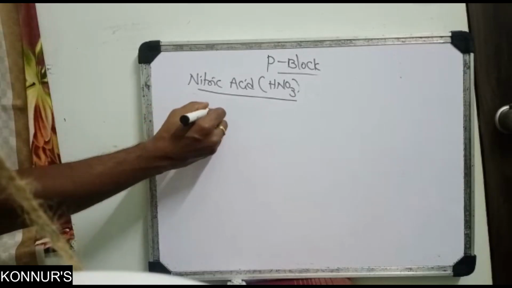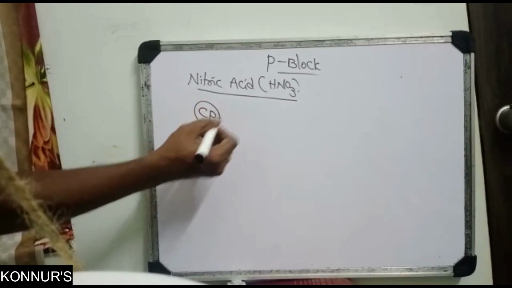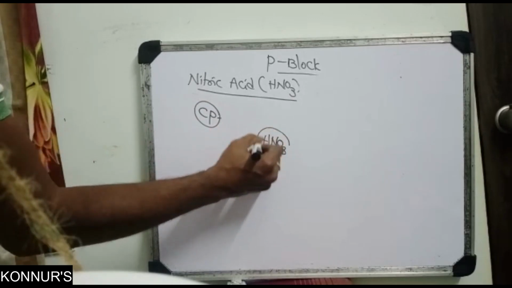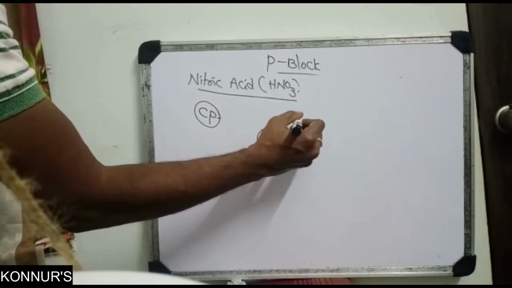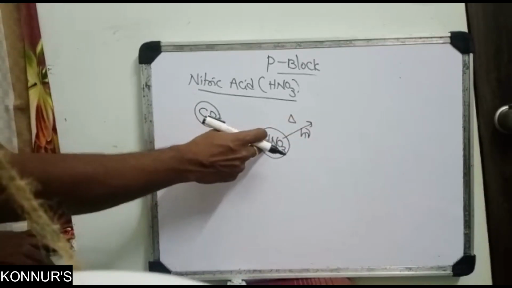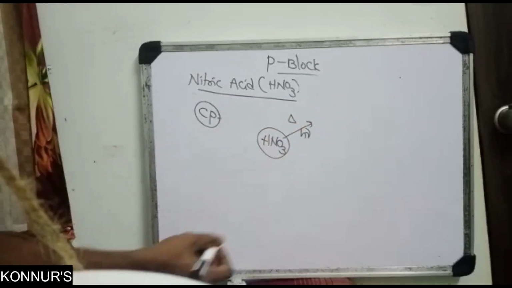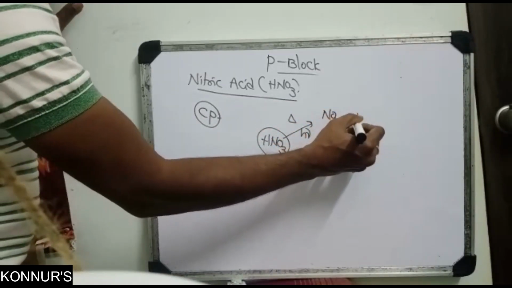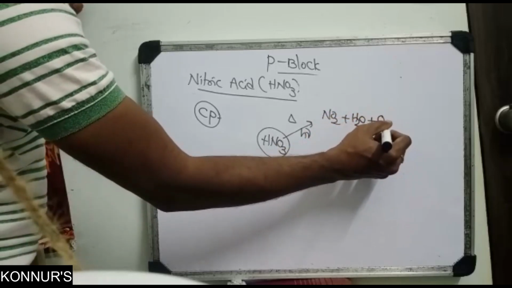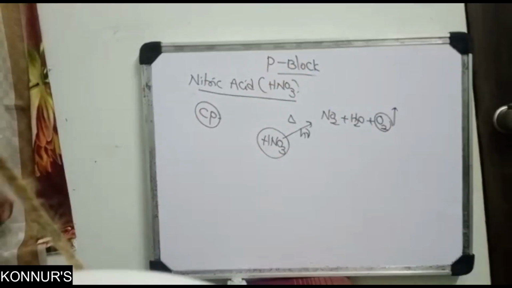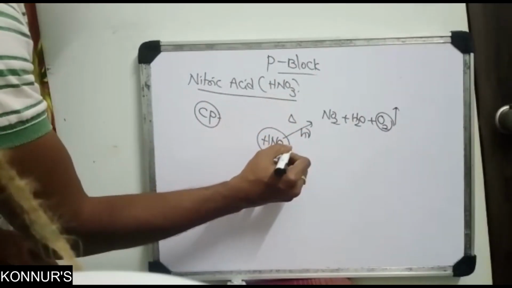Next, you see the chemical properties. So for the chemical properties, you take HNO3. You can heat it directly, otherwise in the presence of sunlight. So what happens? It is an oxidizing agent. So that's why it is dissociated: NO2 plus water plus nascent oxygen. So that means oxygen gas is liberated. So you balance that one.